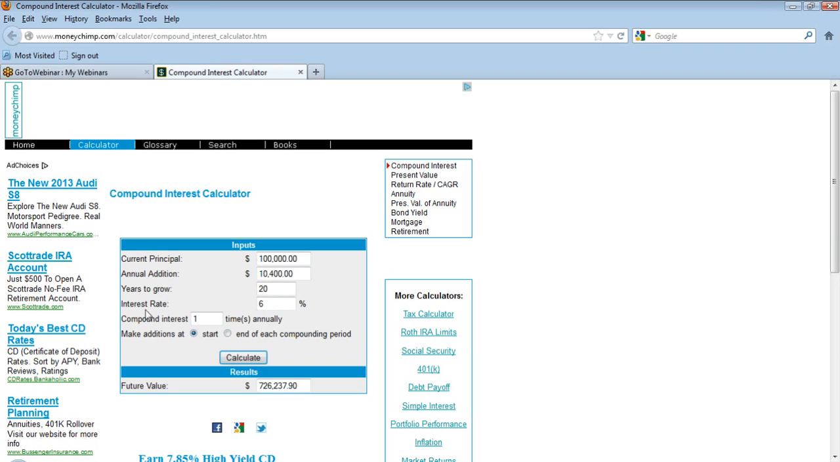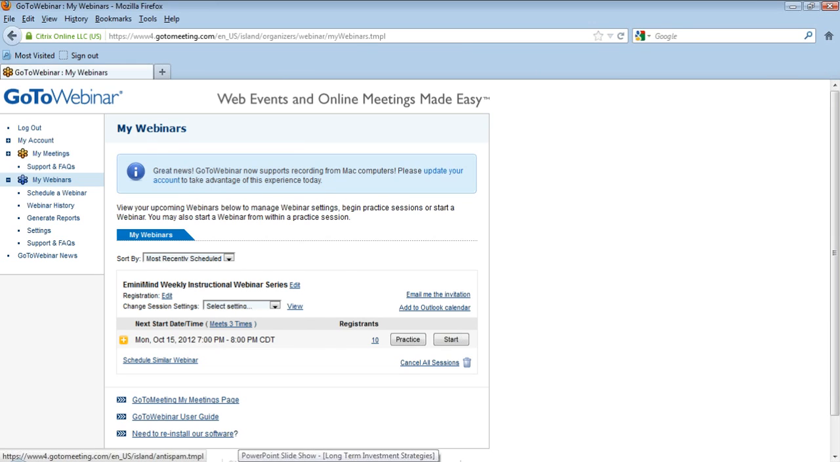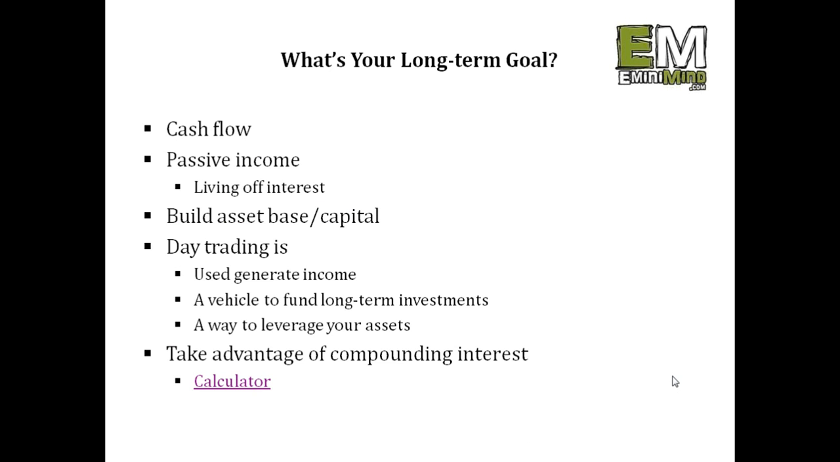The Money Chimp is what I was using for this little calculator, but let's move back over to the slides. Compounding interest helps you when it's in your favor. It hurts you when it's in your debt. So something to certainly keep in mind.